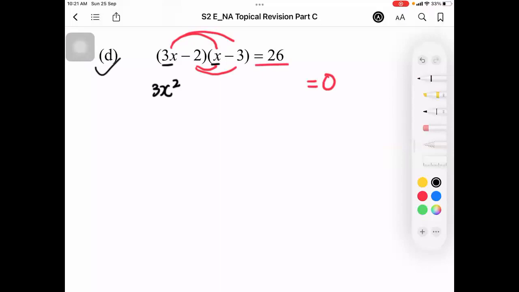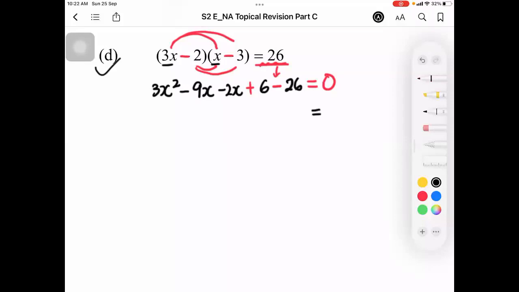Phyllis, are you there? Then ask the next person. Angelica. 3x times negative 3, how much? Okay, another one. Negative 9x. Then negative 2 times x, negative 2x. Negative 2 times negative 3 becomes positive 6. Then still got one more number. This one is 26. Bring over here, becomes negative 26. So I got things equals to 0 already.